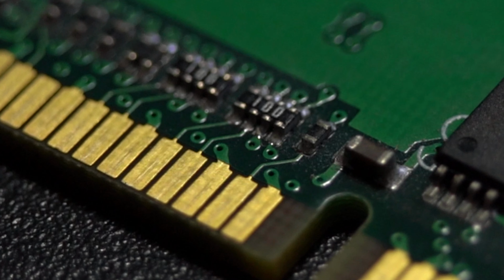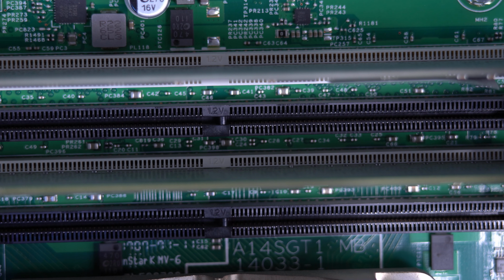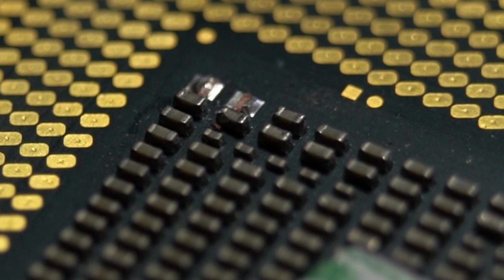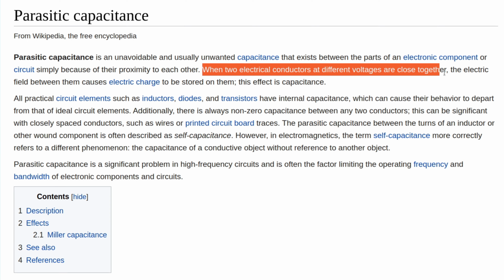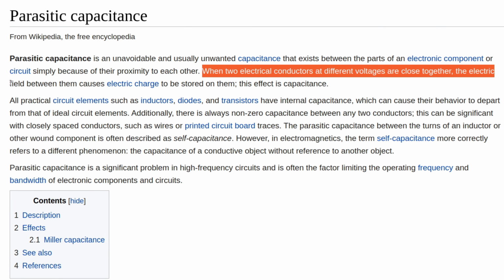To make things even worse, the RAM itself could suffer from design flaws. It's possible that the address or data lines of the RAM, motherboard, or CPU are not properly impedance matched, which can cause signal reflections and corrupt the data. There also could be a problem with too much parasitic capacitance in the design.